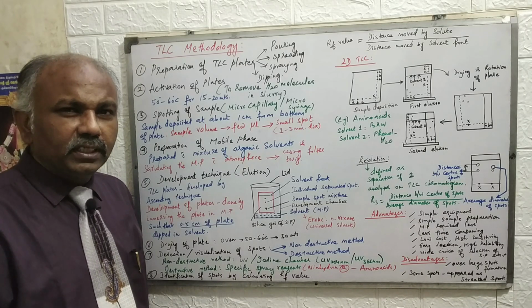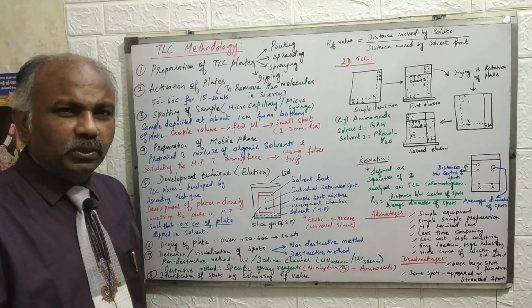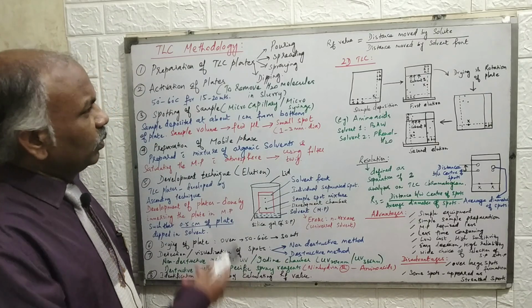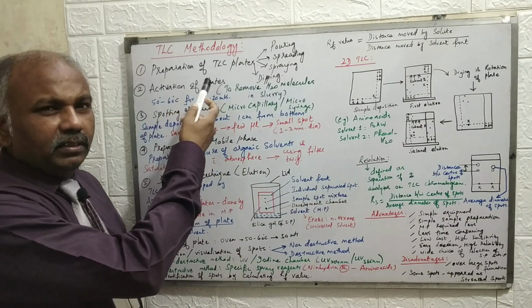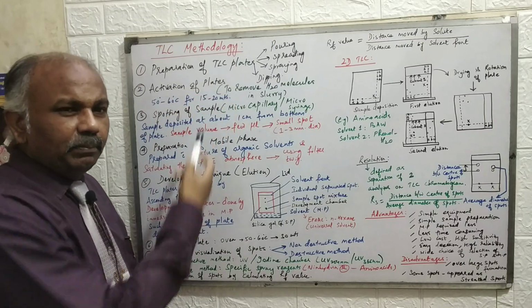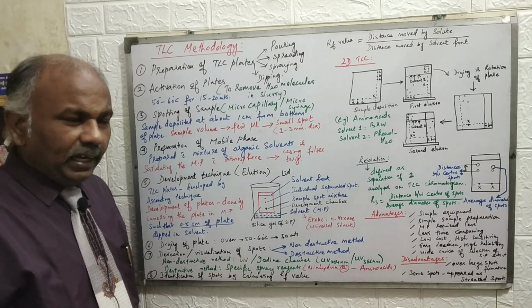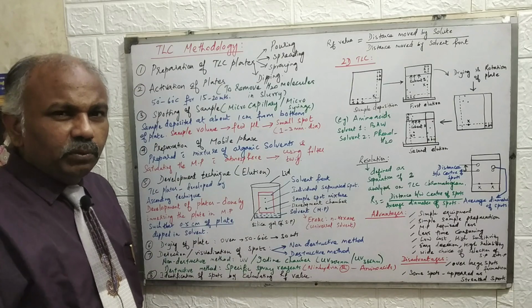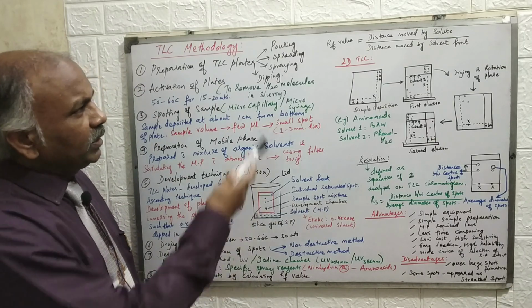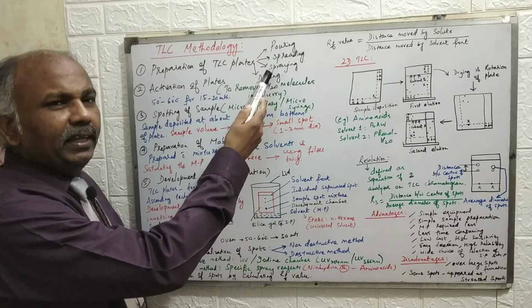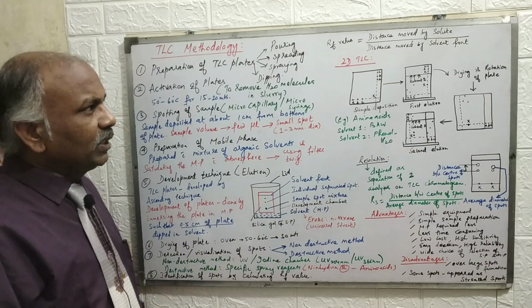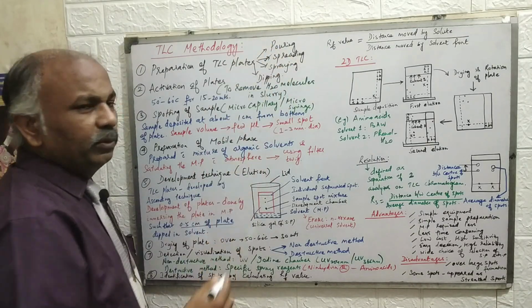Today I am going to discuss the various methodology or procedure involved in TLC. So what is the first important methodology in TLC? We have to prepare the TLC plates using the microscopic slides. There are various methods we are using. Already we discussed in a detailed manner: one is called pouring, spreading, spraying and dipping. The most widely used is the spreading method that we are basically using, right?